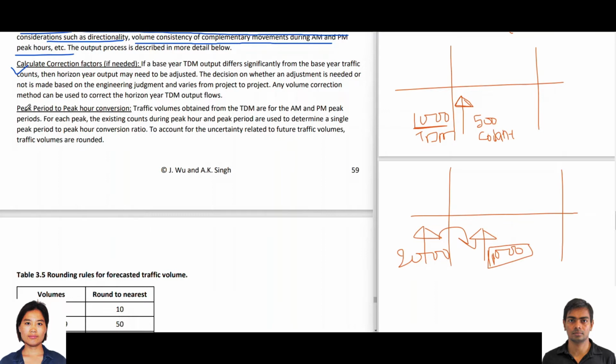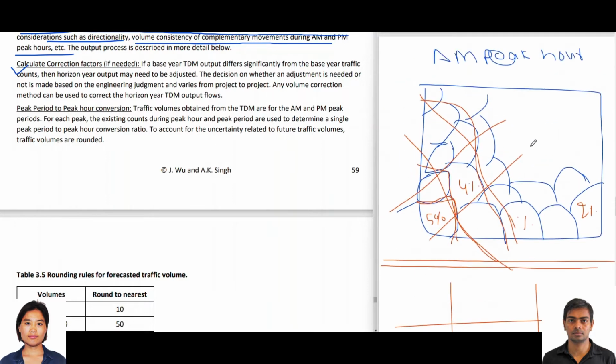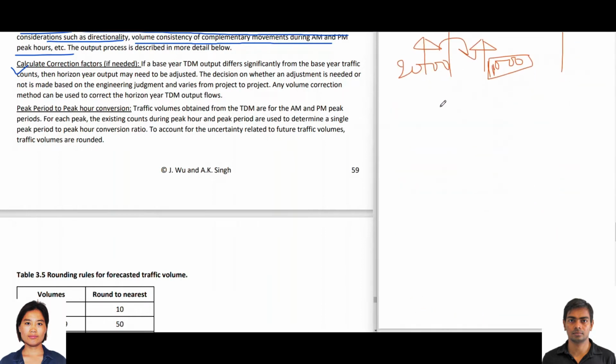Then the second one is peak period to peak hour conversion. So when we get the TDM output, we get the peak period output.